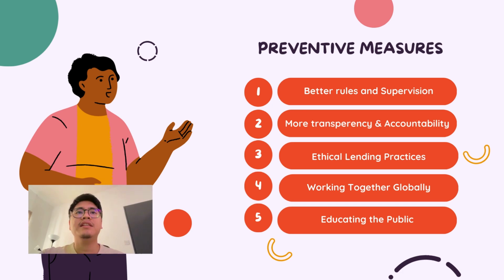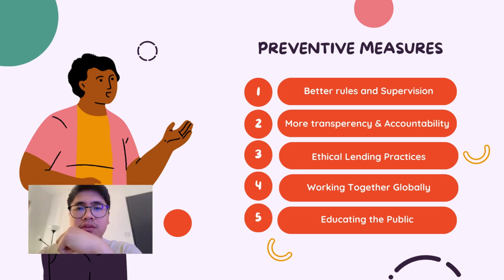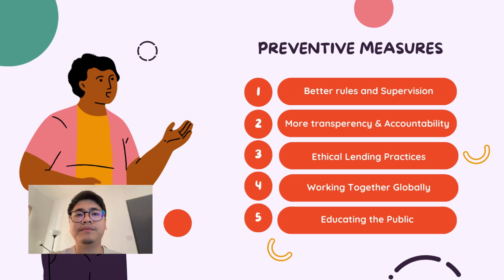The third measure is ethical lending practices. Responsible lending: giving loans to people who cannot actually afford to pay them back was a major cause of the crisis. We need to enforce responsible lending standards to make sure loans are given based on people's ability to repay them. This means that we need to carefully check the financial background of the borrower.